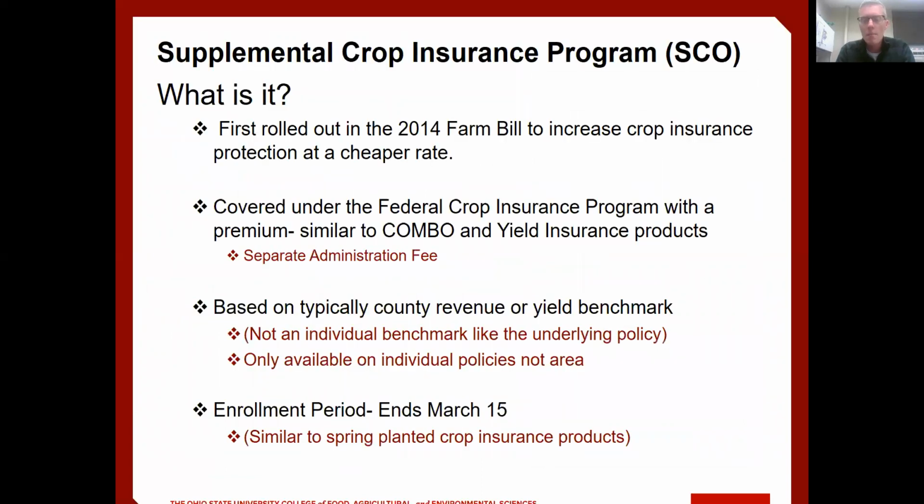But I want to talk about the supplemental coverage option really quick. It was first introduced in the 2014 Farm Bill. It's an addition to crop insurance products. So you can choose an underlying crop insurance yield and revenue program that's an individual coverage, not area coverage. So SCO is not available for area coverage programs, but it is an area coverage program itself. It operates on a benchmark very similar to our Ark County program that we saw earlier, and that's why it's not available on area policies, but it is available on individual policies. And it has an enrollment period that ends March 15th, just like other crop insurance programs as well.